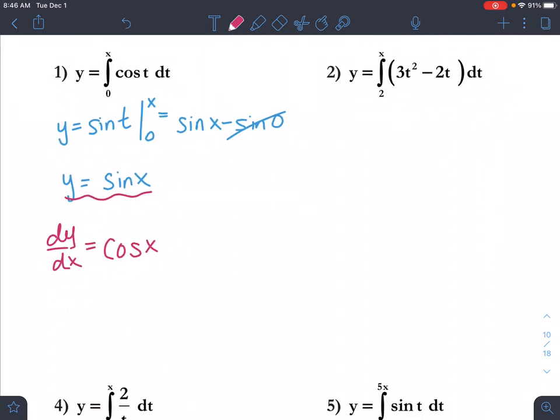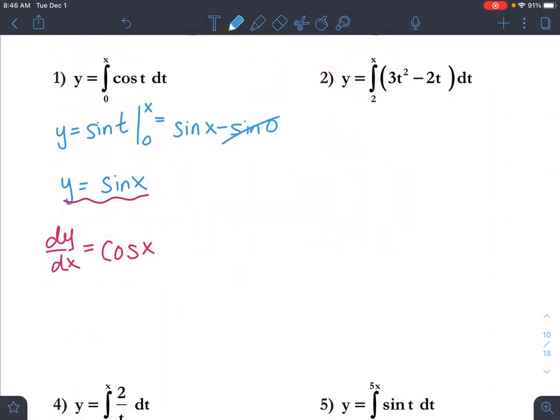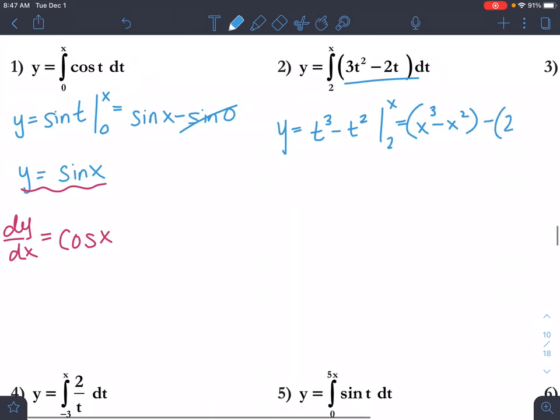Okay, let's try the next one. y equals the integral of 3t squared minus 2t. Raise the power, so t cubed divided by the new power 3, and t squared divided by 2. The 3 and 2 will end up canceling, so we get t cubed minus t squared, from 2 to x. This gives us x cubed minus x squared, minus 2 cubed minus 2 squared. So overall, x cubed minus x squared, and then 8 minus 4 is 4, so minus 4. That's us taking the antiderivative.